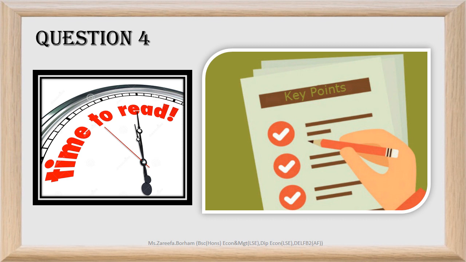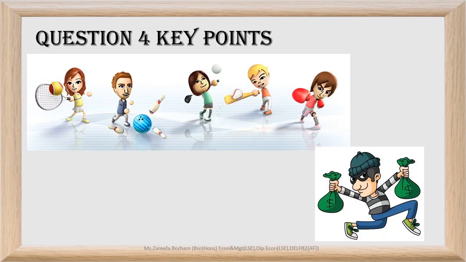As always, read the question first and identify the key points of the question. The key points that can be gathered from this question are: first, this question is from the lesson of non-profit making organizations. The scenario given here is Keystoke Sports Club faced a break-in and theft attack recently when they lost some cash from the manager's office and sports equipment from the shop.